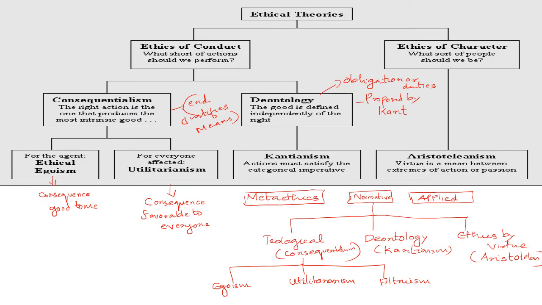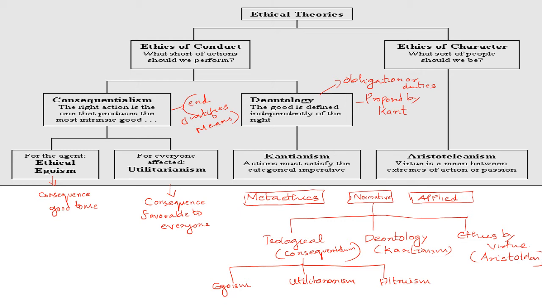Ethical theories are divided into two types on the basis of conduct and character. Ethics of conduct explains what sort of actions we should perform. Ethics of character says what sort of people we should be, or ethics by virtue. So this is character-based ethics. Aristotelianism comes under ethics of character.